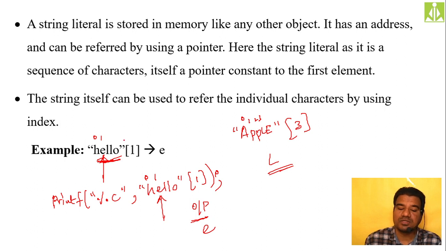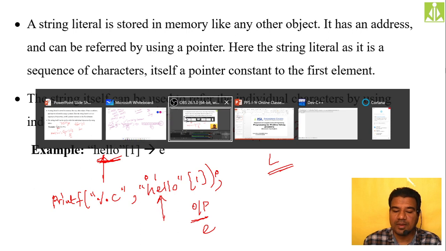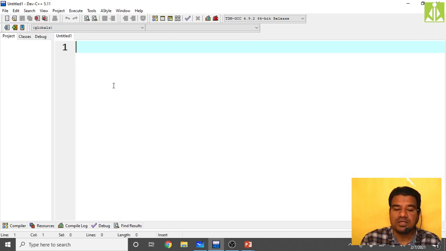Likewise, suppose you are printing hello of 3. Then what will you get? Hello of 3 means, again, this is 0, this is 1, this is 2, this is 3. L you will get. On your output, L you will get. So quickly, shall we see this one? Quickly we'll go to this and understand it more clearly, because it is an important point. Okay, so I will simply write that program in short terms.